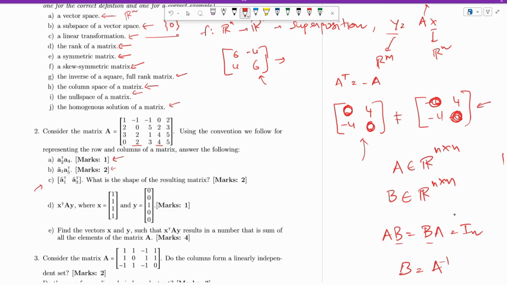Can you quickly say the shape without even writing it down? Sorry? 1 cross 2, is it? Why will it be 1 cross 2? You're correct to say that it's 1, but cross what? What have we done? What is this? Not 1 cross 1, no? 1 cross 5, right? And what is this?